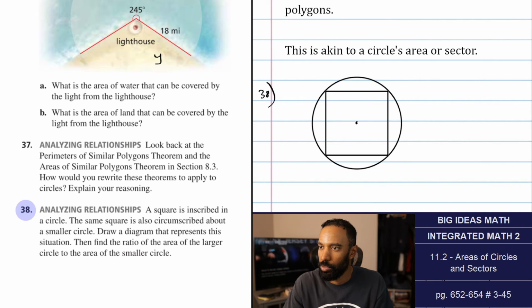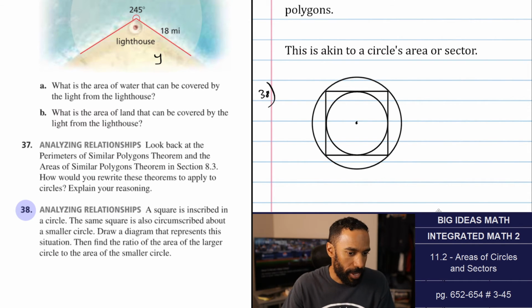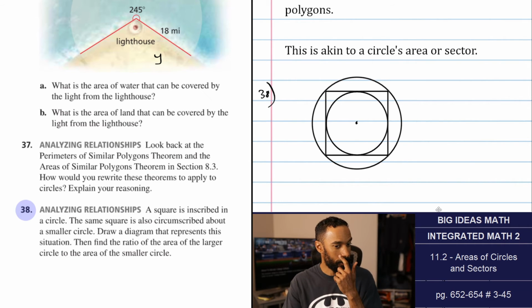Oh, well, good thing I just made a center. Close enough, I hope. Okay, they're going to ask what the ratio of these two circles is, aren't they? Draw a diagram. Okay, I did. Then find the ratio of the area of the larger circle to the area of the smaller circle.